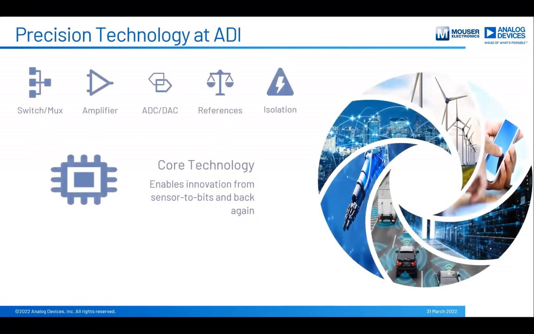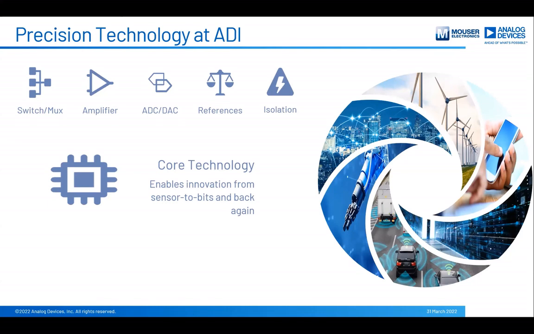Precision at ADI spans across several technology franchise areas, from ADCs and DACs to amplifiers, switches and multiplexers, and also isolation technology. These are used in a multitude of different end applications across multiple end markets that include industrial, healthcare, and instrumentation, to mention a few. These applications depend on core technology to enable innovation from sensor to bits and back again, or in other words, ensuring accuracy, precision, and the highest quality of both measurement and drive signals within the end system design.